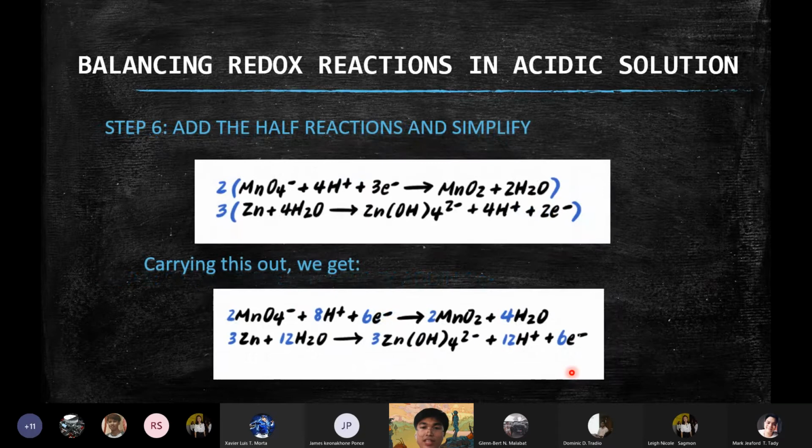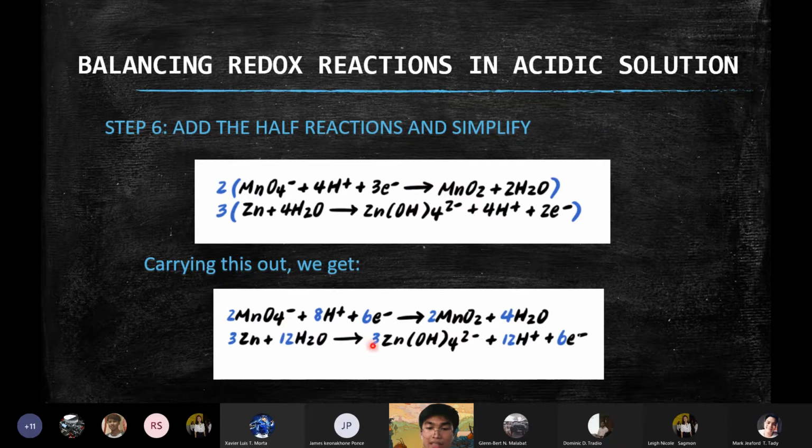Now, add the half reactions and simplify. The purpose of this step is to eliminate the electrons on the half reactions. Because we have an unequal number of electrons on the reactant and product side, we need to multiply them by a specific number in order to make them equal. So by multiplying 2 to the 3 electrons here on the reactant side, and by multiplying 3 to the 2 electrons here on the product side, it will yield this one.